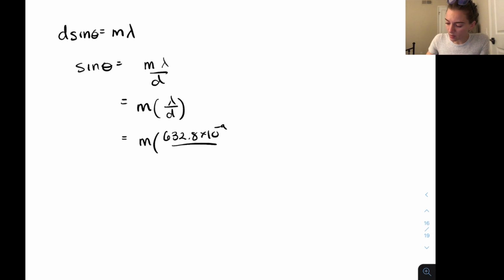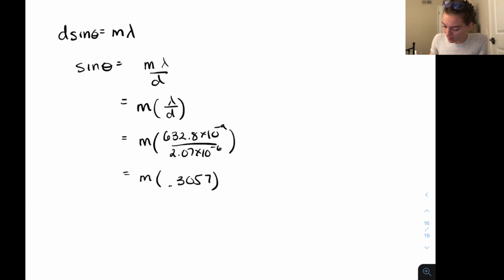And then d we said was 2.07 times 10 to the negative 6. So this comes out to 0.3057. So this number, like I said, is not changing because lambda over d doesn't change for our diffraction grating and our same light. So m, we did m is equal to 1 already. Now let's do m is equal to 2 and figure out what angle this second bright spot is at.